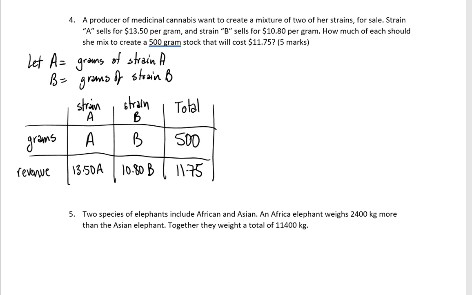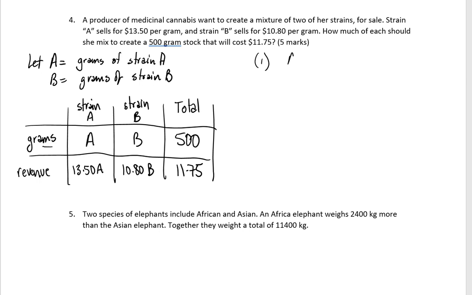So if you've set up the table, I said let A equal the grams of strain A, B equal the grams of strain B. So across the top I've got strain A, strain B, and the total. Grams of strain A is A, grams of strain B is B, and that should total 500. I'm going to write the equations down as we go. If you want to try that on your own, then pause the video.